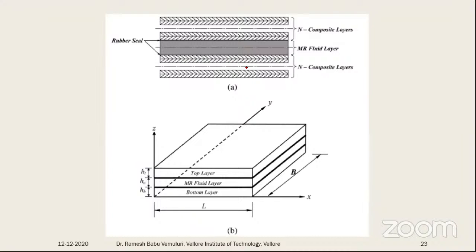Then this is about the composite material. These both are called the face sheets, and the middle one is the magnetorheological fluid. These face sheets are made of glass and epoxy combination, called composite laminas. Laminas combined make the laminate. So the composite laminate made of glass forms the face sheets, and the middle is the core layer.